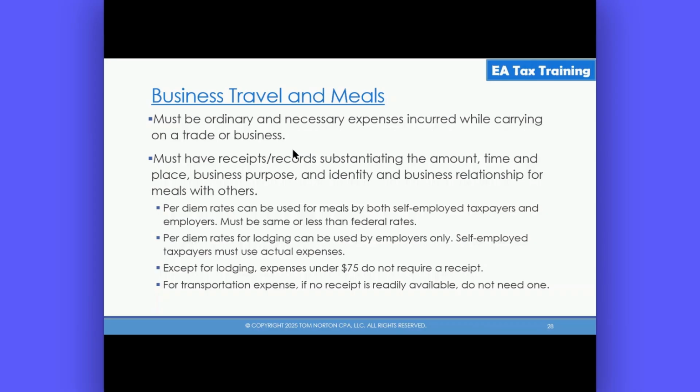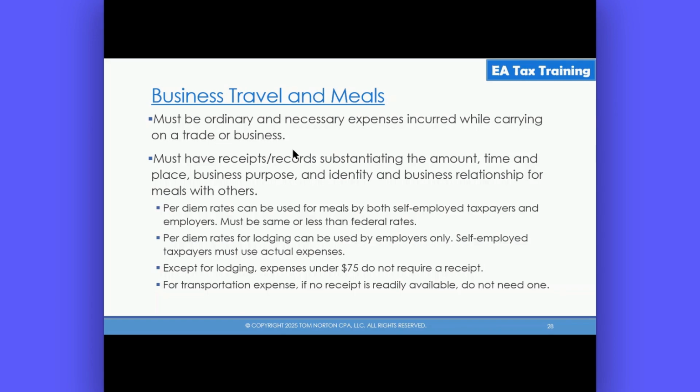And except for lodging, expenses under $75 do not require a receipt. So if it's lodging, doesn't matter how much it is, you have to have a receipt. If it is a different kind of expense, if it's under $75, you do not need a receipt. However, remember, if it is a meal, you have to somehow substantiate the amount, time, place, business purpose, etc. So you will still need some sort of records for meals.